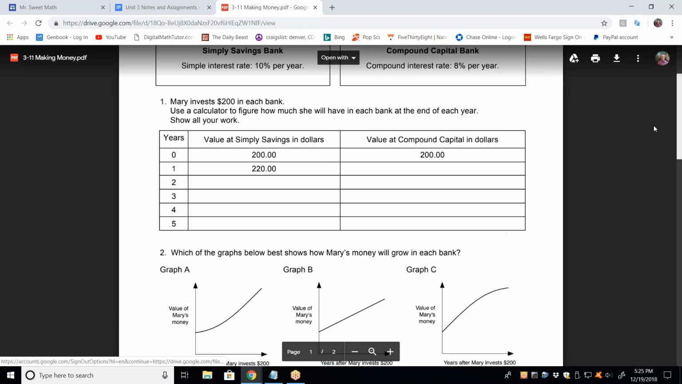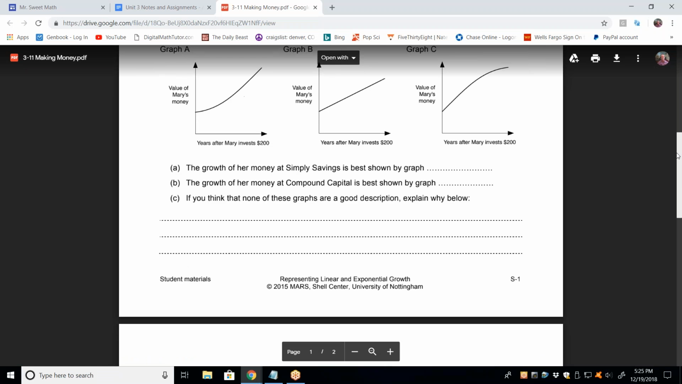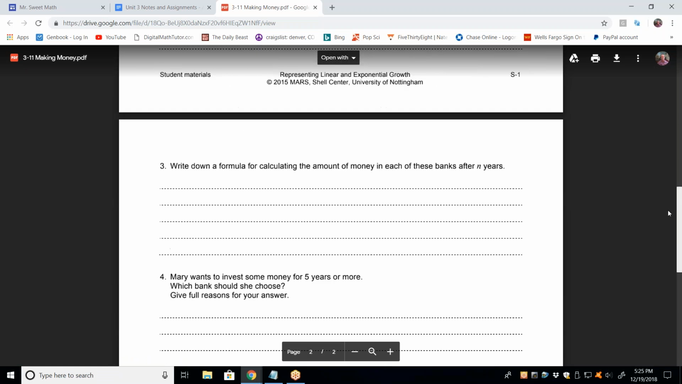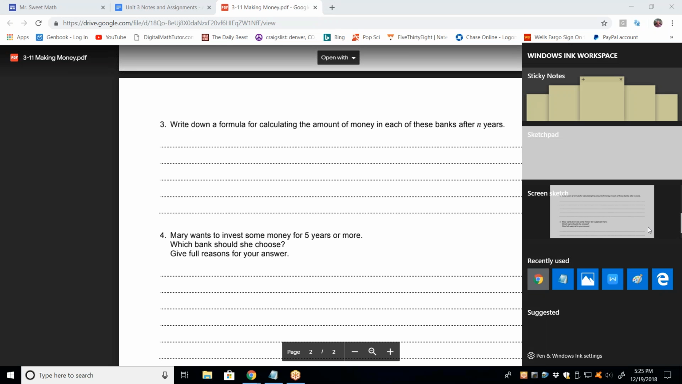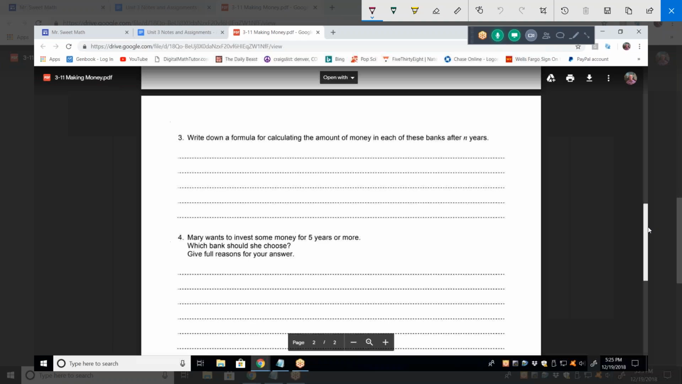All right, let's scroll down here and see what else we got. That's all we know. Okay, what's that formula again? A sub 0 on the bottom, parentheses 1 plus r to the power of t.